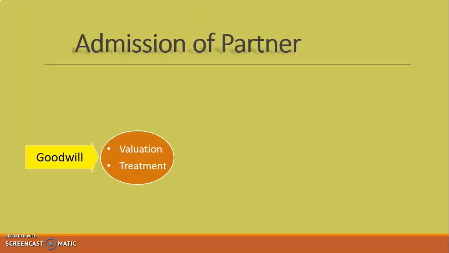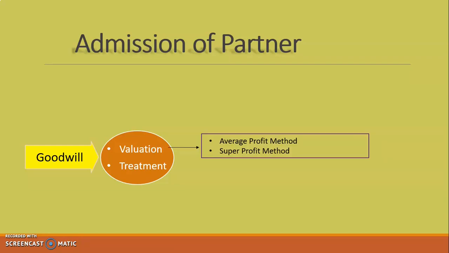Now let's come back to goodwill. Goodwill is an important adjustment in this chapter, so you need to understand it thoroughly well. Sometimes in your question, the value of goodwill will not be given and you have to calculate this value. There are various methods of valuation of goodwill. We have to value goodwill under these two methods, average profit method and super profit method.